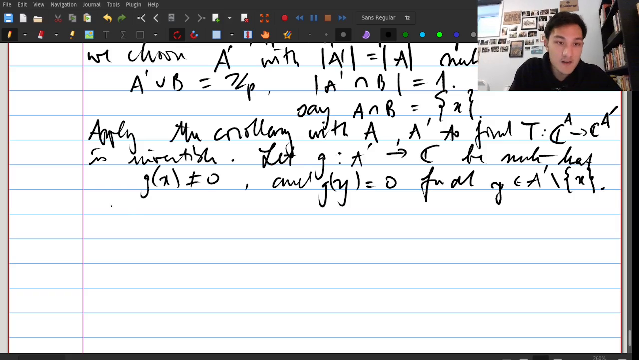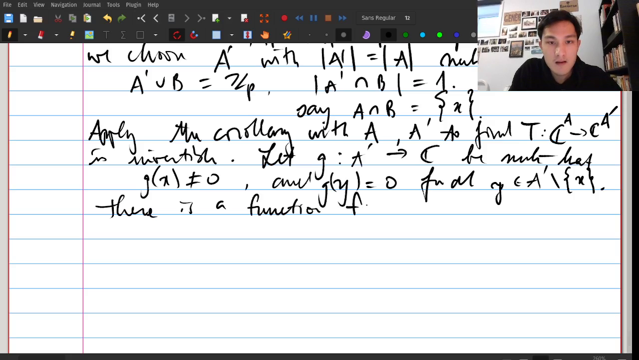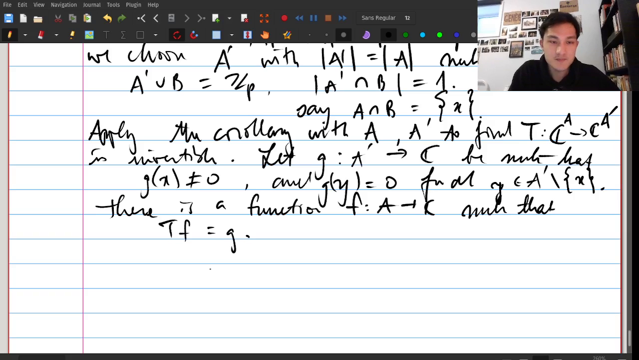So there is a function f, because T is invertible, we can invert it. So there's a function f from A to C such that T of f is equal to g. Okay, meaning the Fourier transform of f restricted to A prime is equal to g.